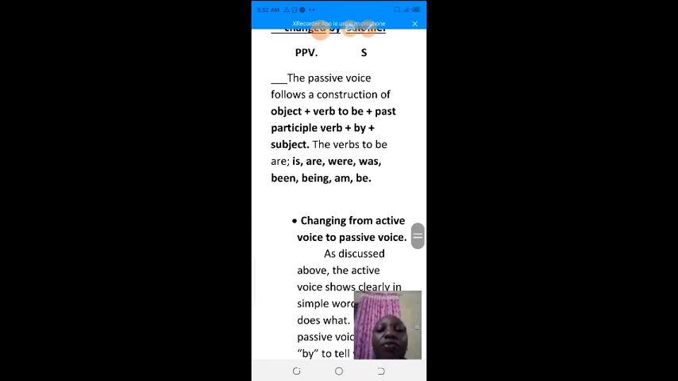Now, let's say the formula for the passive voice. The passive voice follows a construction of object plus verb to be plus past participle verb plus the preposition by plus subject. Object plus the verb to be plus the past participle form of the verb plus the preposition by plus the subject.